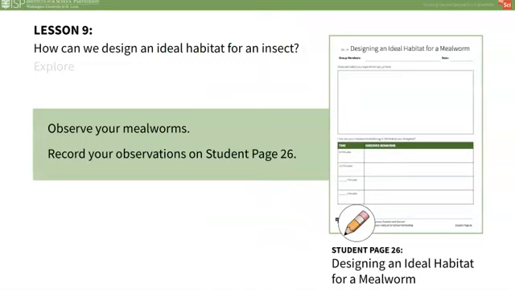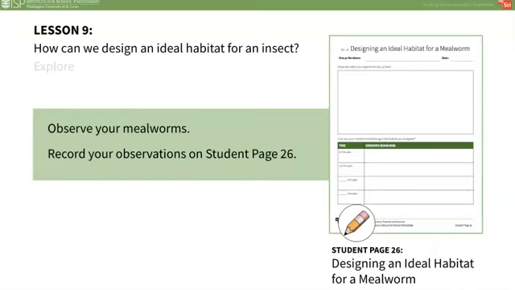After the student groups have built their habitat prototypes, they will observe their mealworms and their newly designed habitats and record their observations on their Designing an Ideal Habitat for a Mealworm sheet. Make sure that each student group has 5 mealworms placed in their habitat in order to get consistent data. This phase is considered the test and evaluate step in the engineering design process.